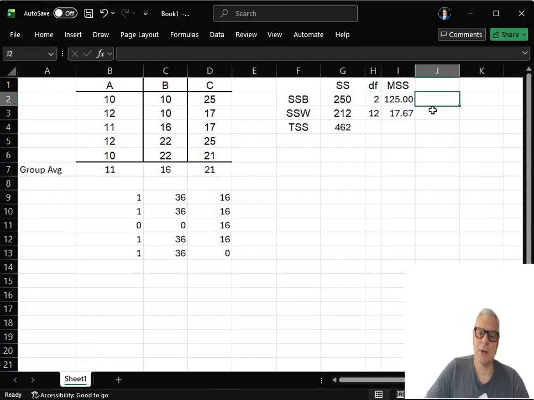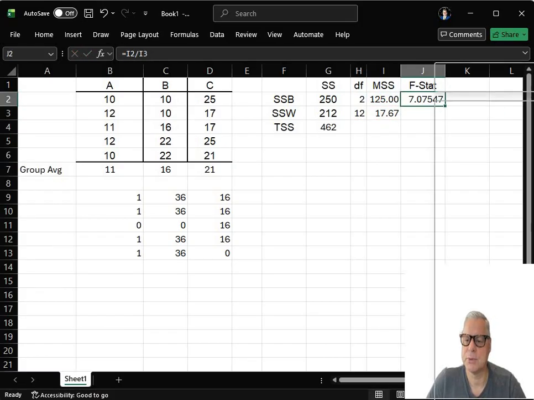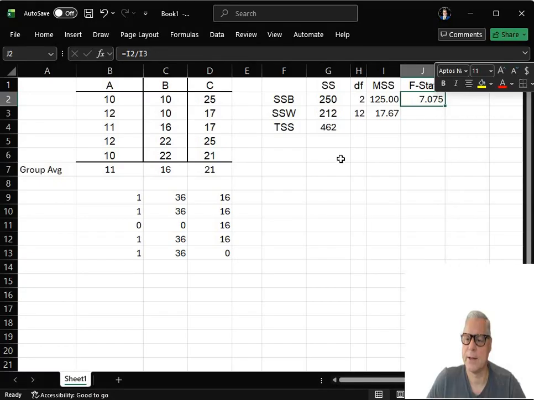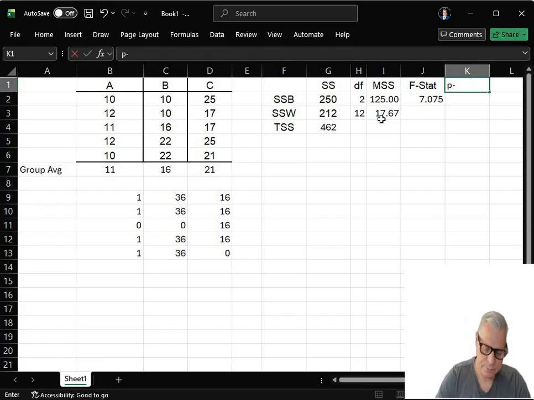So that means our F statistic is equal to the 125 divided by the 17.67, and we get 7.07. Okay, so then what's the p-value?